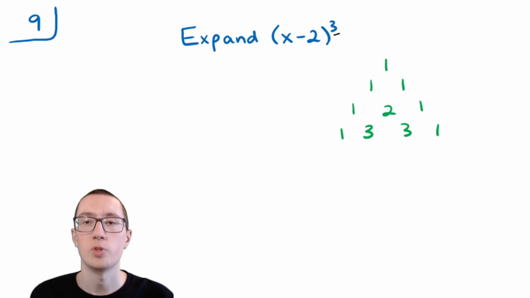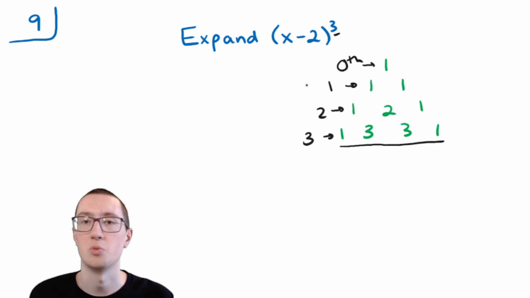So we have a 3 here as our exponent, which means that we need to use the third row of Pascal's triangle. But this does not include the row here that's just the number 1. This is just considered the 0th row. And every row after this counts. So this is row number 1, this is row number 2, and this is row number 3, which is the one that we're looking for. So we're going to use this row of Pascal's triangle. So I'm going to move it up here.